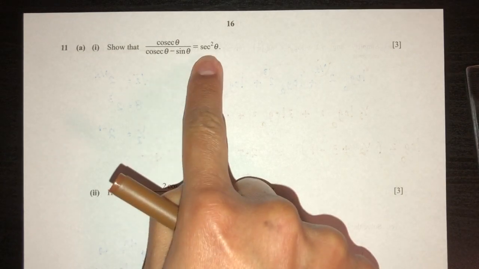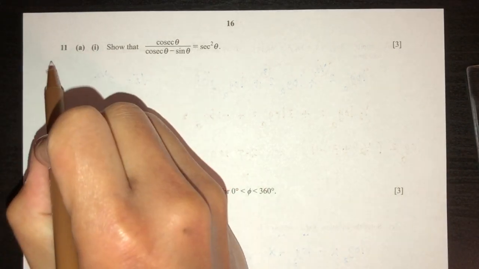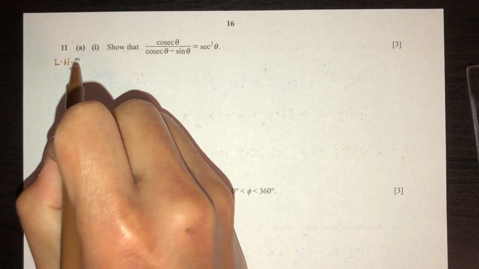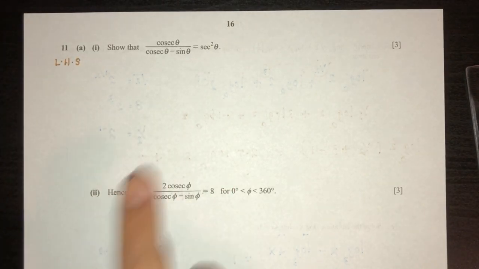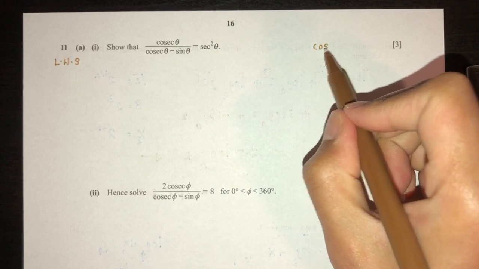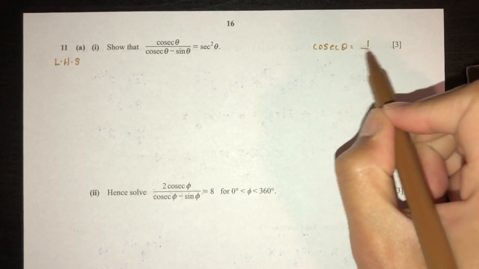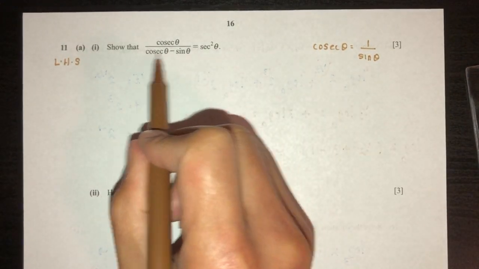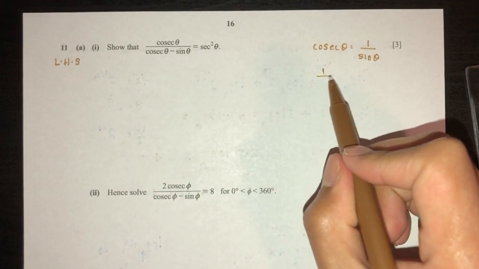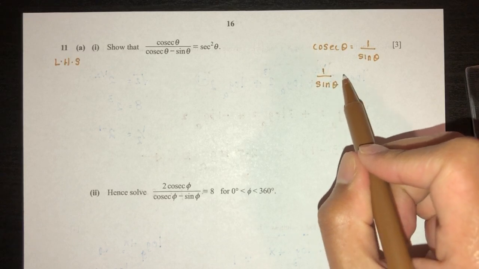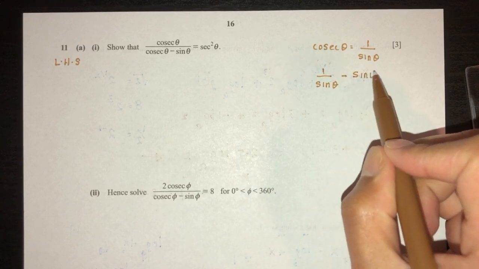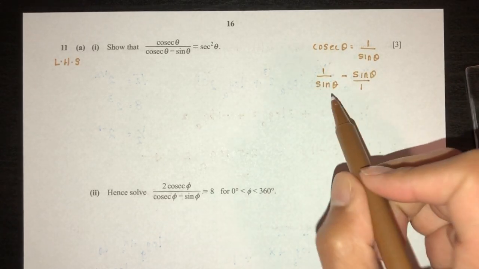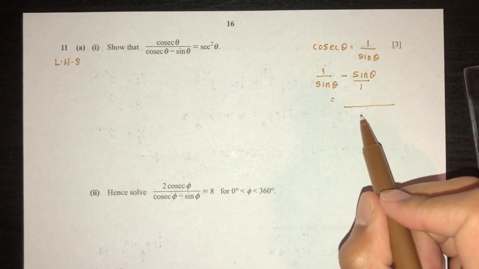We have to show the left hand side is equal to the right hand side. So always begin from the left hand side, and let's simplify from this point. You observe what is cosec. Cosec theta is 1 divided by sine theta. On top you have this, and on the bottom you have 1 over sine theta, which is cosec theta, minus sine theta. Now they have different bases. Let's make them become the same. You will have over sine theta, right?